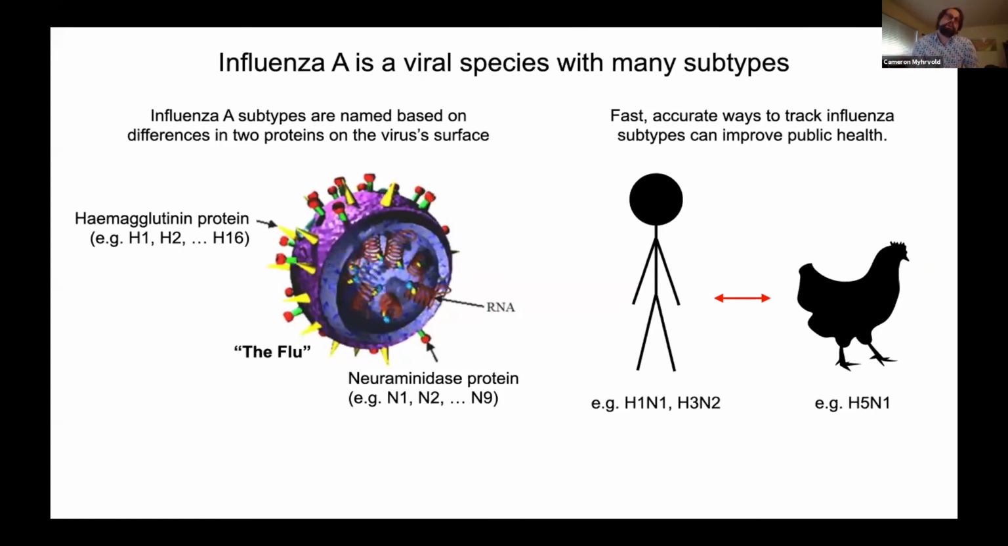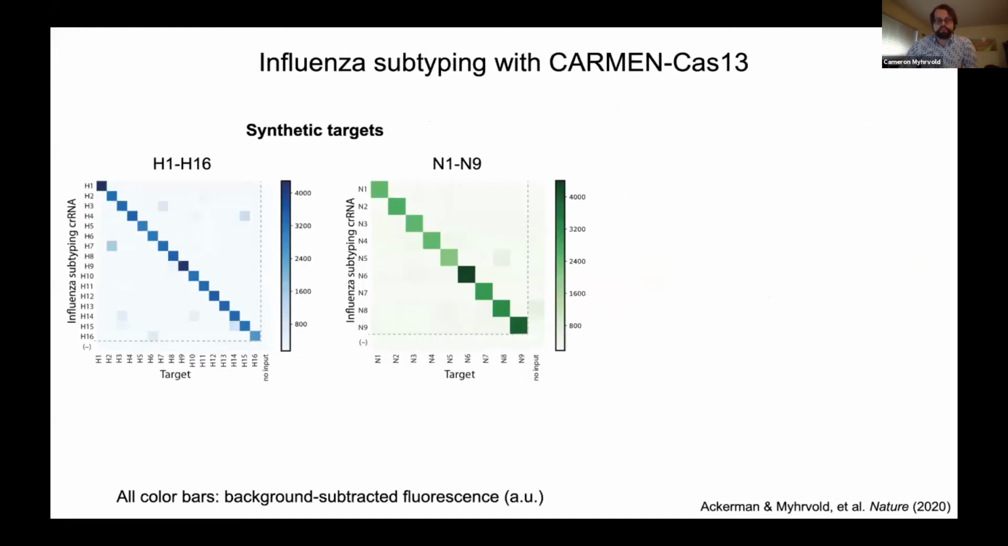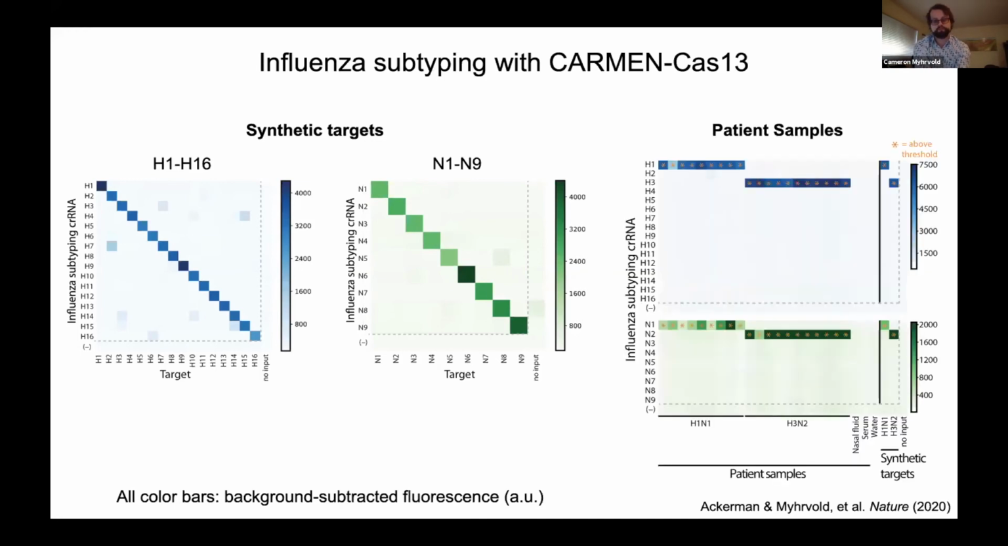We decided to make a CARMEN assay to try and detect each of these different subtypes of flu. And as you can see, the results here really speak for themselves, I think. When we tested this on synthetic targets, we could see really good performance differentiating all of these different subtypes, H1 through 16 and N1 through 9. We also tested this on patient samples and saw really good performance here as well.